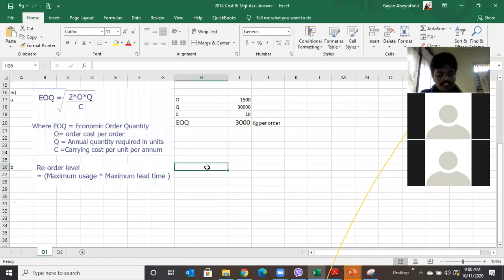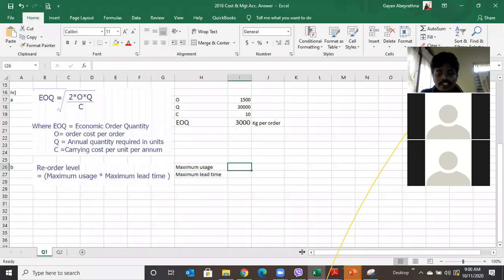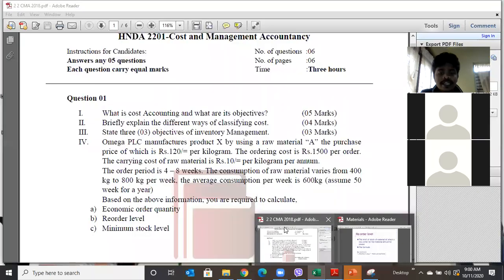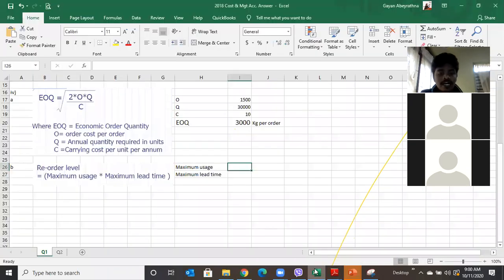So here we need maximum usage and maximum lead time. What about maximum usage? Here it's saying raw material varies from 400 kilograms to 800. That means it goes from 400 to 800, so maximum usage is 800.